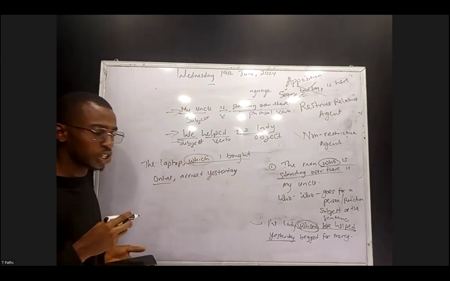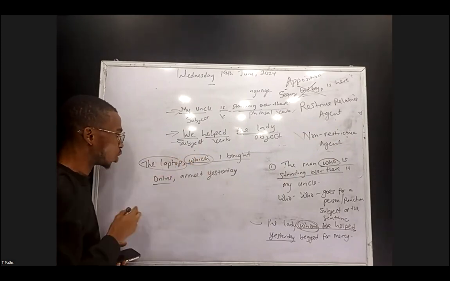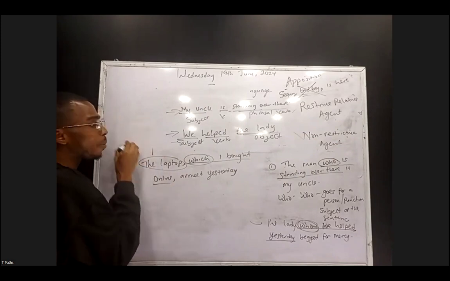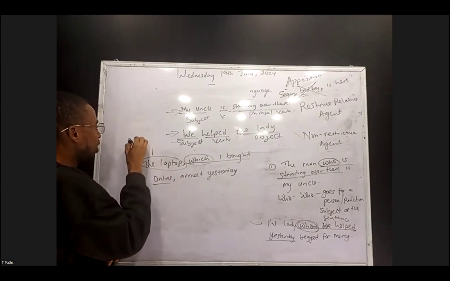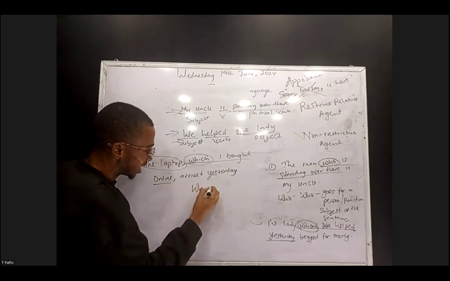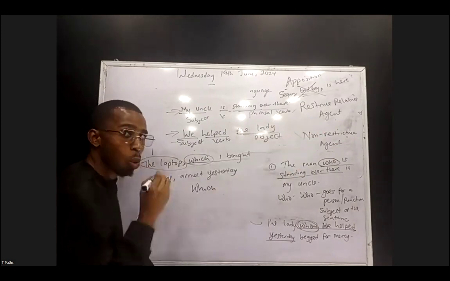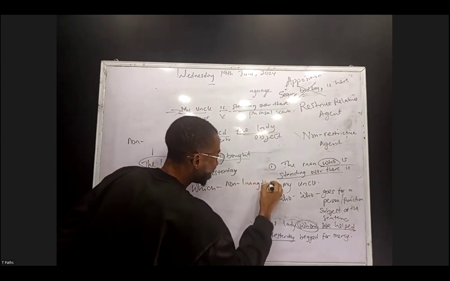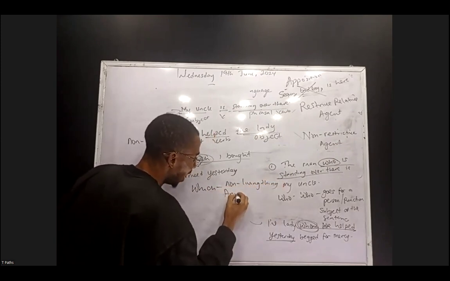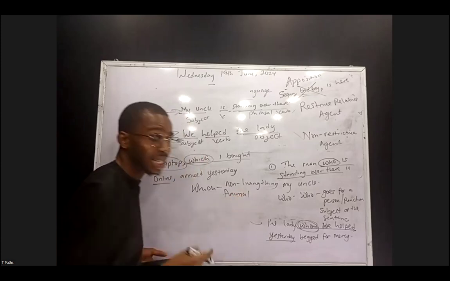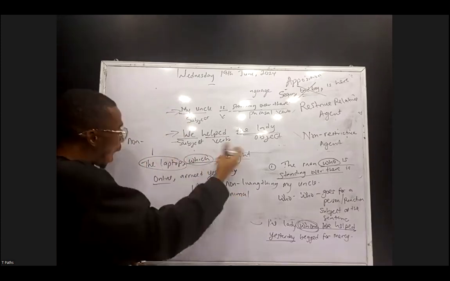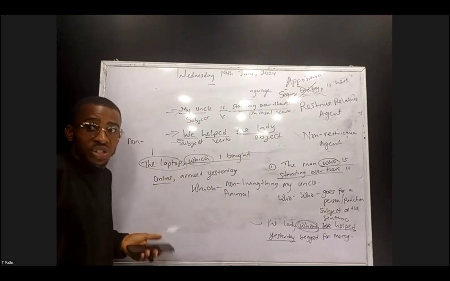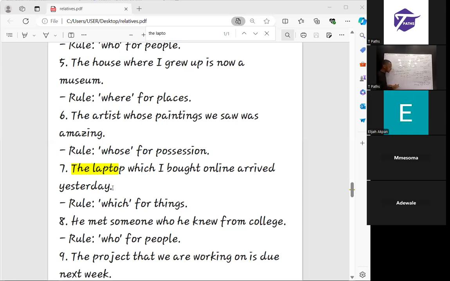What is the function of the which? When you look at the doer of the action on its own, the laptop, we can see the laptop belongs to the world of non-living things. So in this case, which as a relative clause agent works with non-living things and at the same time with animals. For example, I say the cat which I bought online arrived yesterday. It's still the same. Can you see? So which is majorly used for non-living things and animals.